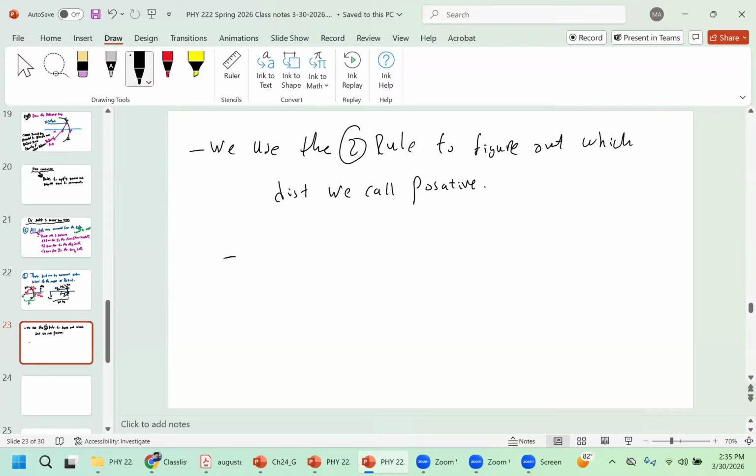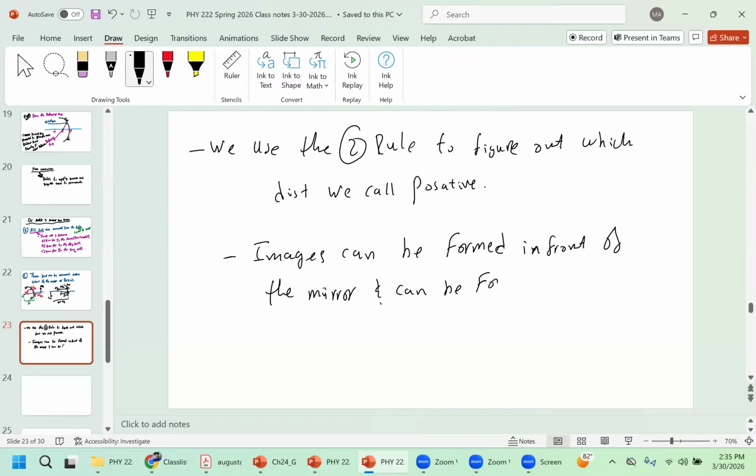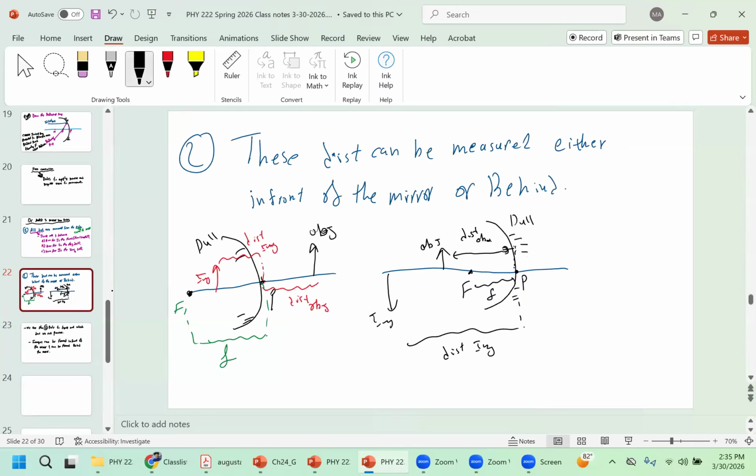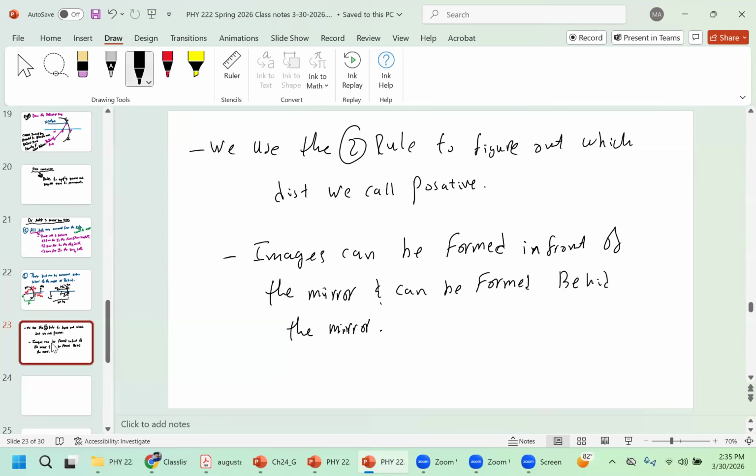Now the images can be formed in front of the mirror and can be formed behind the mirror, kind of like what I just drew right now. It can be formed in front or it can be formed behind the mirror.